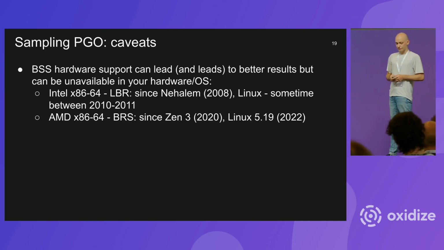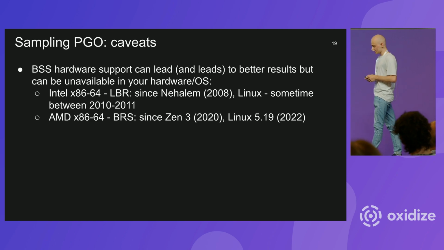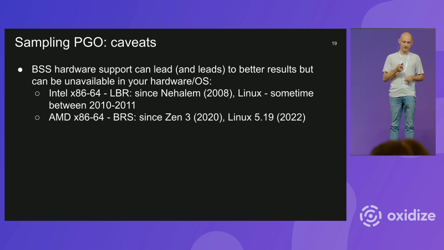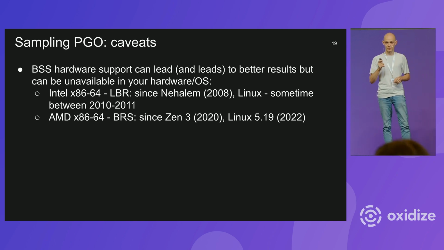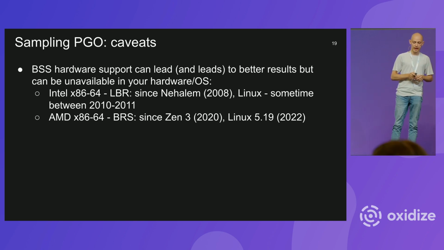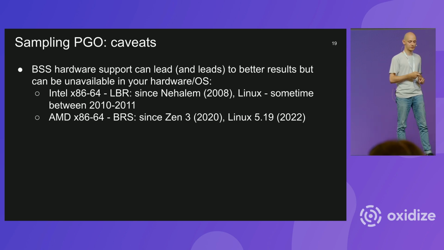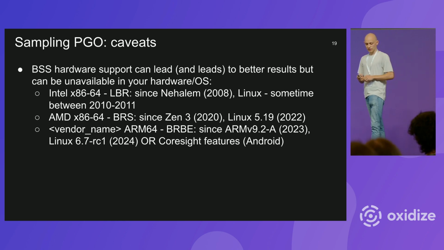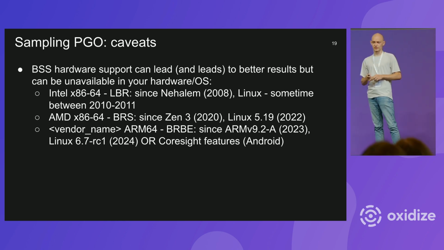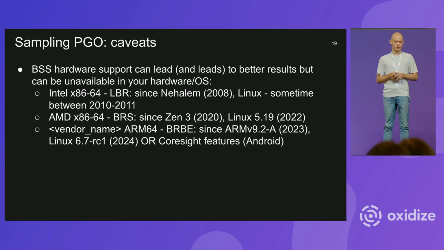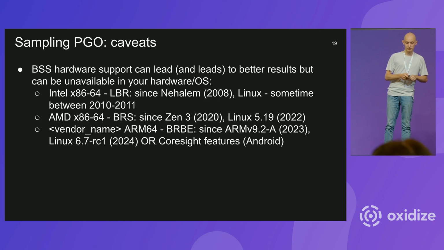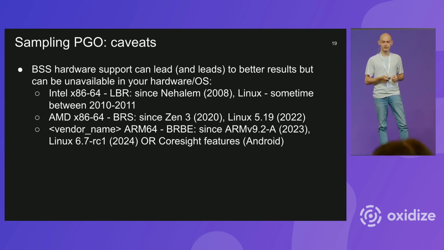Regarding the AMD platform, this feature is called branch sampling, or BRS, and it's available since Zen 3 CPUs, Zen 3 only for the server side, Zen 4 for all CPUs. And the support in the Linux kernel was added like 2 years ago. If we're talking about ARM, this feature is called BRBE, Branch Record Buffer Extension, and it's available only from, as far as I know, the most recent ARM specification, and I'm not sure that the feature is currently upstream in the most recent Linux kernel.